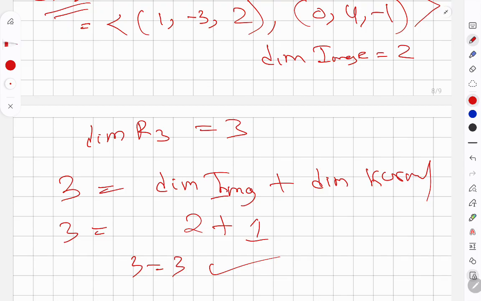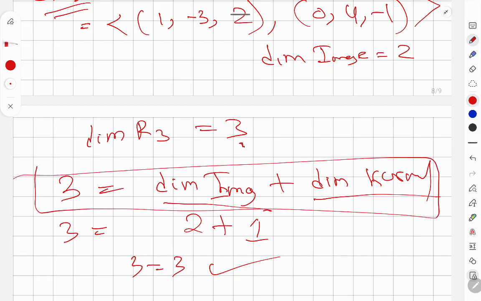This is the relation. The dimension of R3 is 3. You got the dimension of the image as 2 and you got the dimension of the kernel as 1. So you just want to verify whether it is correct or not. It's correct. Oh, okay. But how do you find the dimension of the image again?